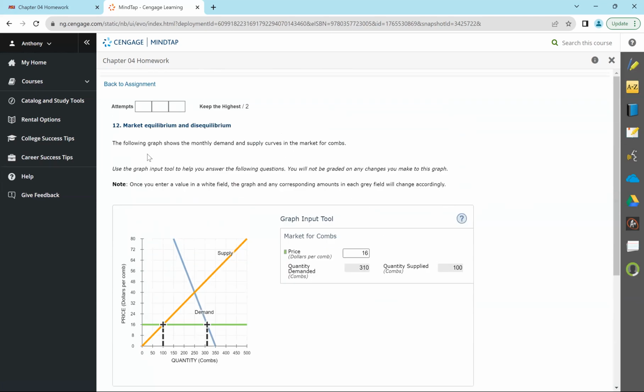All right, so this one, use the graph input tool to help you answer the following questions. You will not be graded on any changes you make to the graph. Once you enter a value in the white field, the graph and any corresponding amounts in each gray field will change accordingly. One of the things, let's just say you start messing around with this and you get way off.